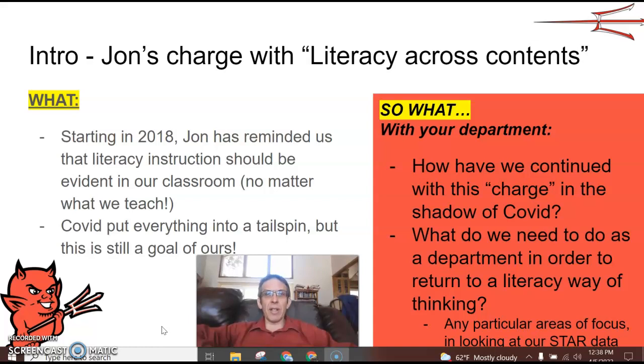I know that for me personally, it did flip us into this tailspin, as far as getting away a little bit from our data-driven literacy instruction. But hopefully we still have some celebrations despite COVID, what we have been continuing to do, or what we do need to do as a department to get back into that frame of mind.